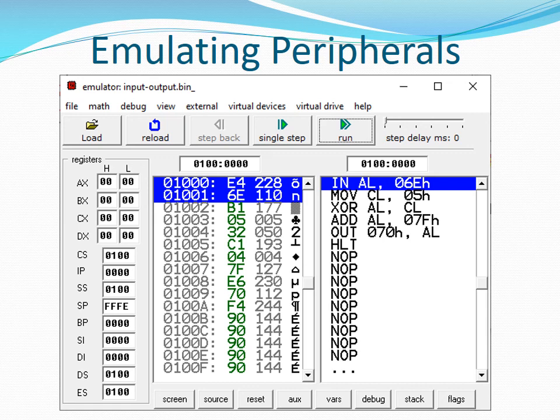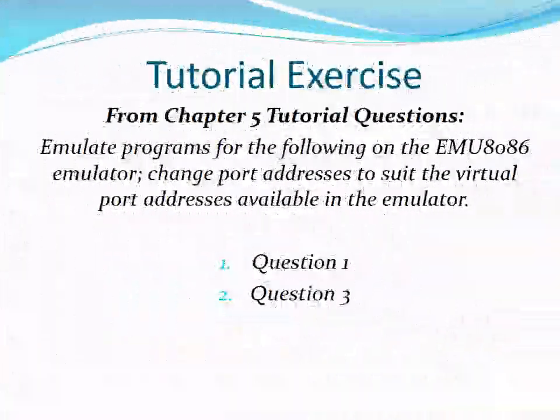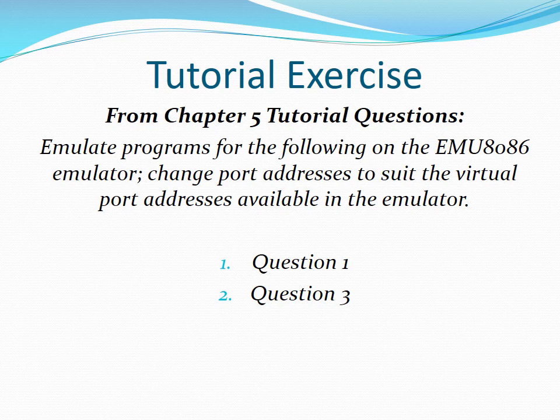To get to know more functionalities of the emulator, you may experiment with menu items on the emulator window as well as on the main window. Try these questions from chapter 5 and simulate them using virtual devices on the EMU 8086 emulator. Remember to change port addresses to suit the virtual port addresses available in the emulator.